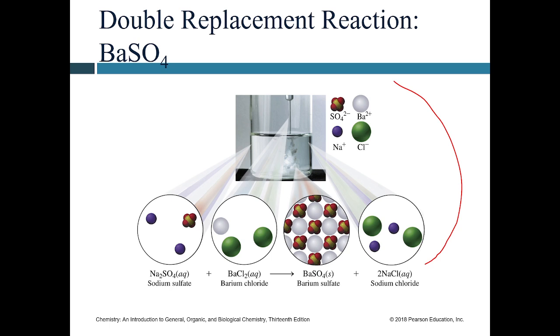Very, very common when we're mixing 2 liquids and we're forming a precipitate. We're actually going to do that in lab this week with a double replacement reaction, and it'll help us make chalk for use on sidewalks. Okay.